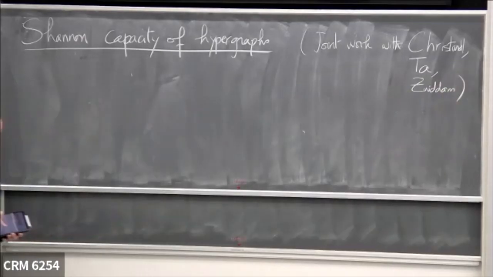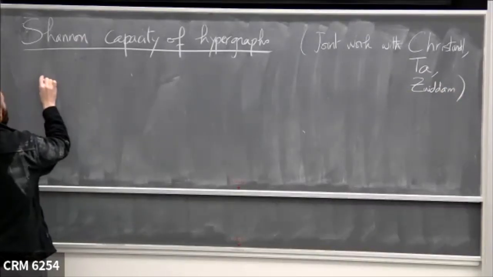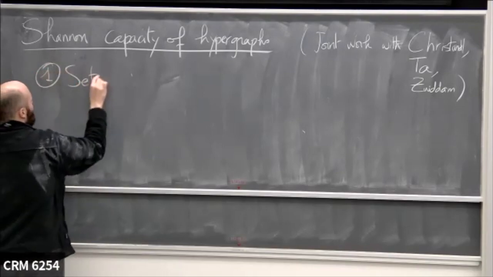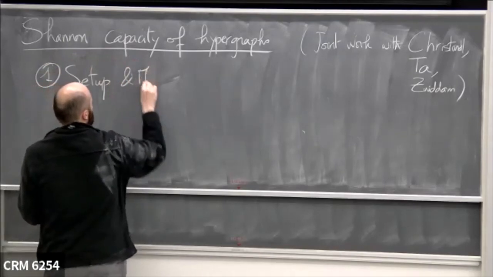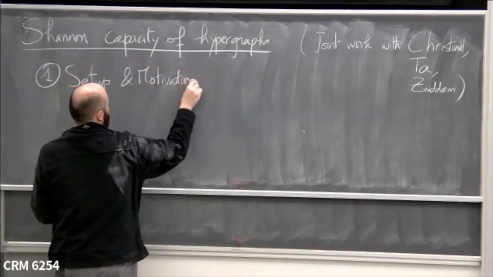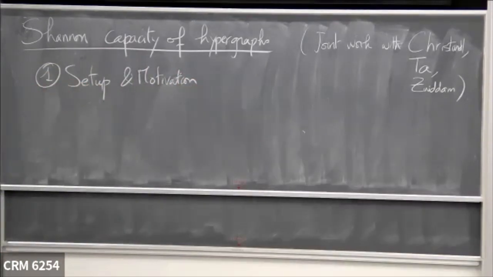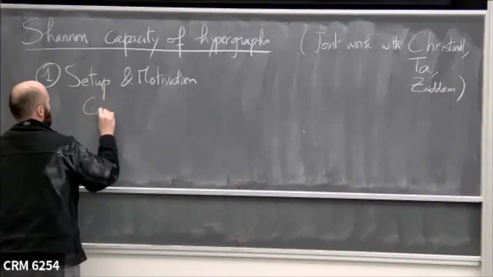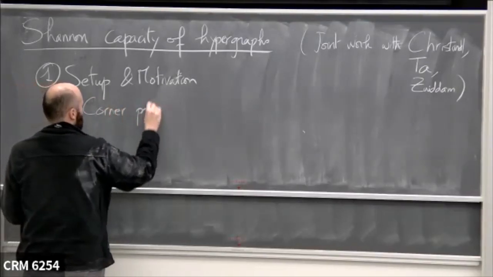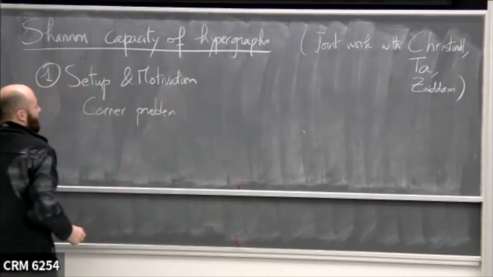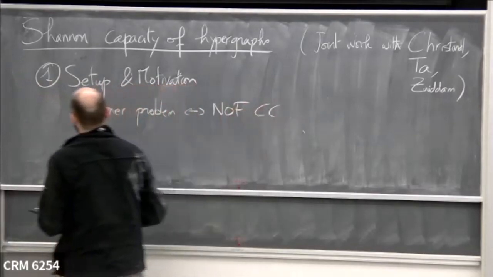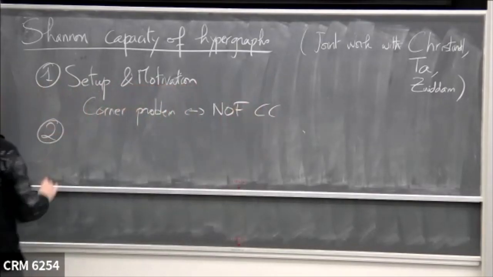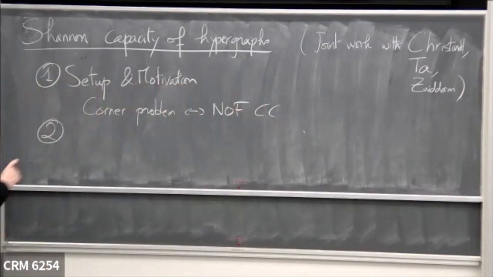Okay, so maybe let me start with the plan. I'll start with the setup: what do I mean by Shannon capacity of hypergraphs, and the motivation. Here I'll try to describe the communication complexity motivation. For those who know, we'll talk about the corner problem here, and its connection to number-on-the-forehead communication complexity. The Shannon capacity of the hypergraph is a number, and I'll separate my talk into two parts.